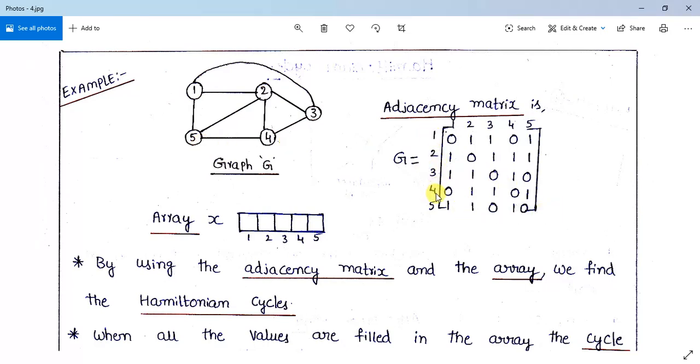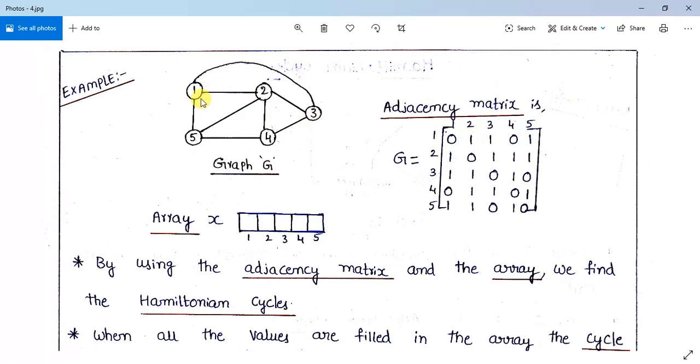So 1 2 3 4 5 and 1 2 3 4 5. Whenever you have an edge between two vertices, you need to write 1. See here, 1 to 2: you have an edge from vertex 1 to vertex 2. So from vertex 1 to vertex 2 you note down 1. Since the edge is present, you note down 1.